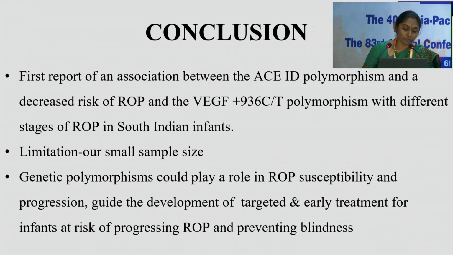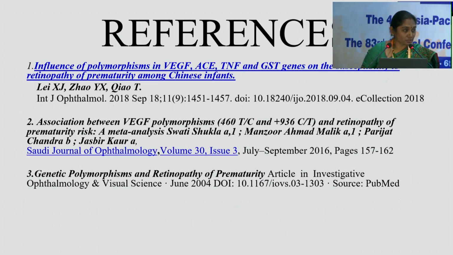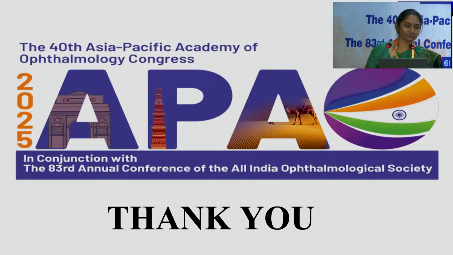So what I would like to conclude is that these genetic polymorphisms could play a role in susceptibility, progression and regression. So we can have a guide for the proper development of targeted and early treatment for infants at risk of progressing ROP, thereby preventing blindness. These are my references. Thank you, sir. Thank you all.